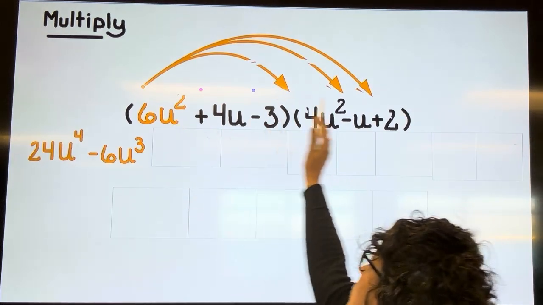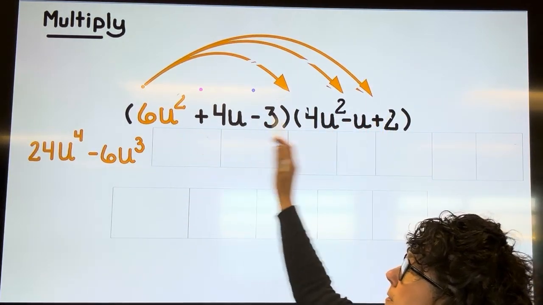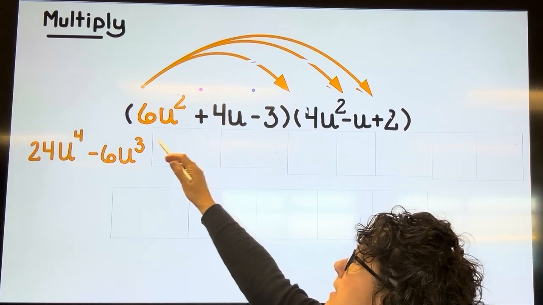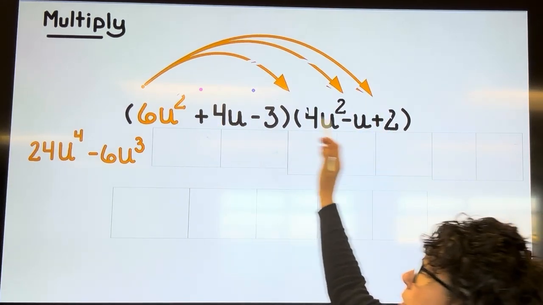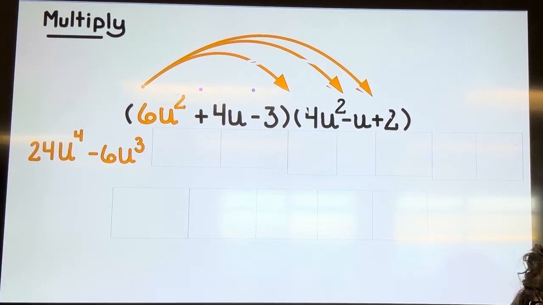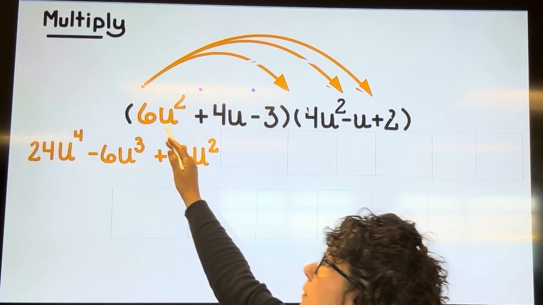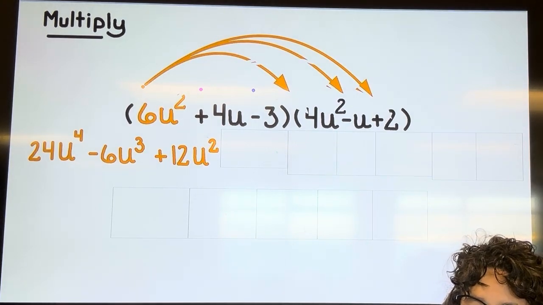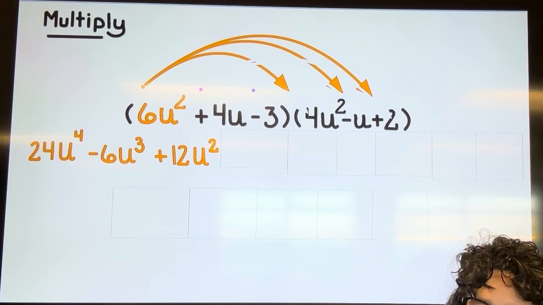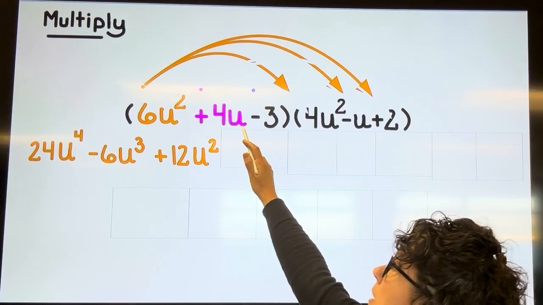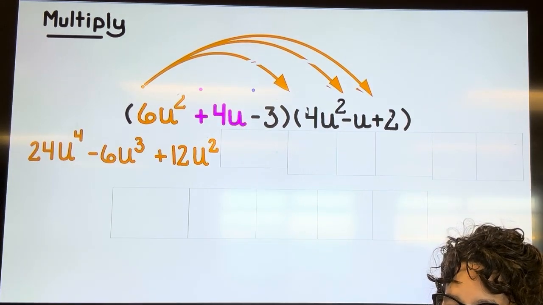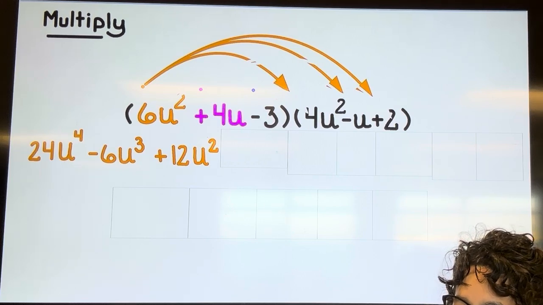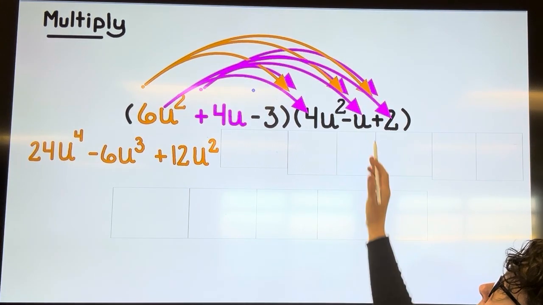Okay, then 6u squared times 2. Positive times positive is positive. 6 times 2 is 12. And we have u squared. So I have plus 12u squared. Now that we've taken the first term and distributed it to each one, then the next thing we want to do is take the 4u, and then we're going to distribute that one to every single term over here.